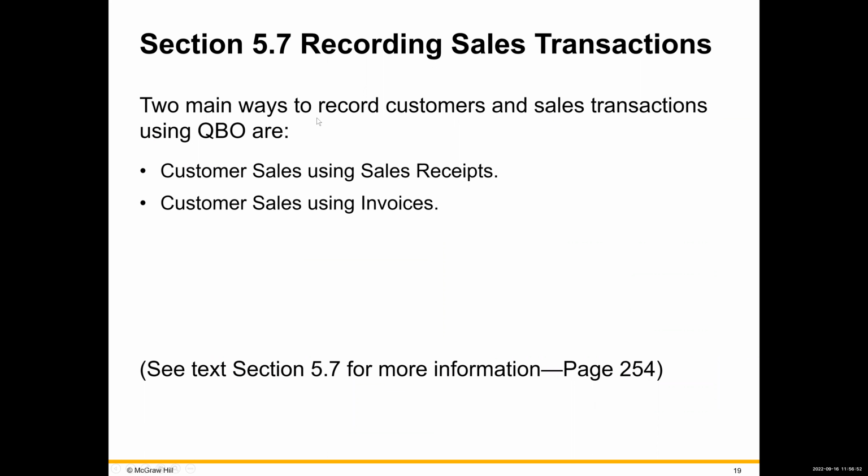There are two main ways to record customers and sales transactions in QuickBooks. One is using sales receipts. When you think of sales receipts, you think cash sales. The other one is invoices. And when you use that form, you think credit sales. You're going to invoice the customer, and your customer will pay you later, right? So sales receipts, cash sales, invoices, credit sales.